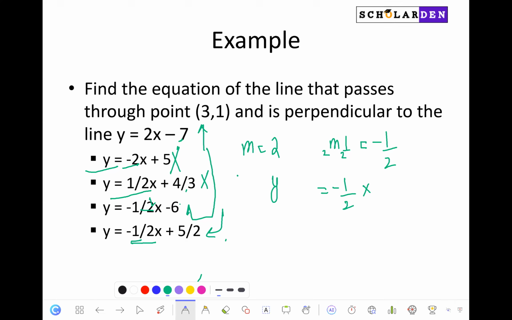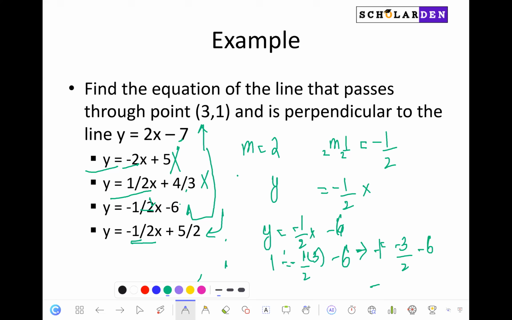If we substitute 3 and 1 in this equation, which is y is equal to minus 1 by 2x minus 6, sorry about that, and we substitute 3 and 1 at the appropriate places. So 1 is equal to minus 1 by 2 times 3 minus 6. So we get minus 3 by 2. This implies that we get minus 1 is equal to minus 3 by 2 minus 6.